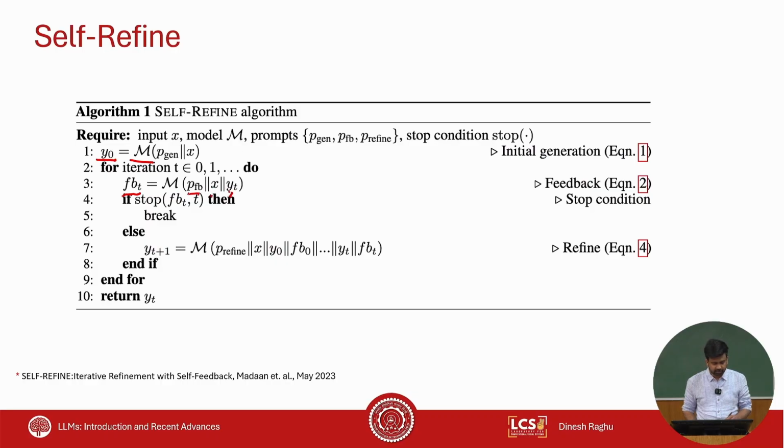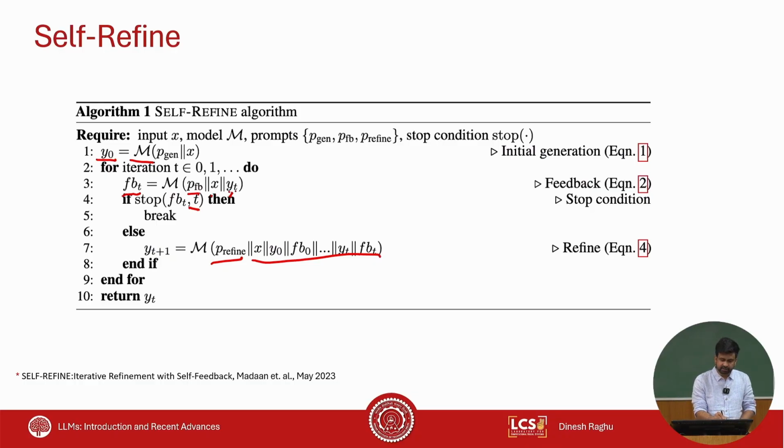Using the feedback prompt, or the time step I am in, I will decide the stopping criteria, right? If the feedback doesn't give anything good, or if, let's say, t is 100 or something like that, then you would stop. If not, then when you generate the next output, typically for refine, you give all the failures and feedbacks you've done so far, right? So this is very important here.